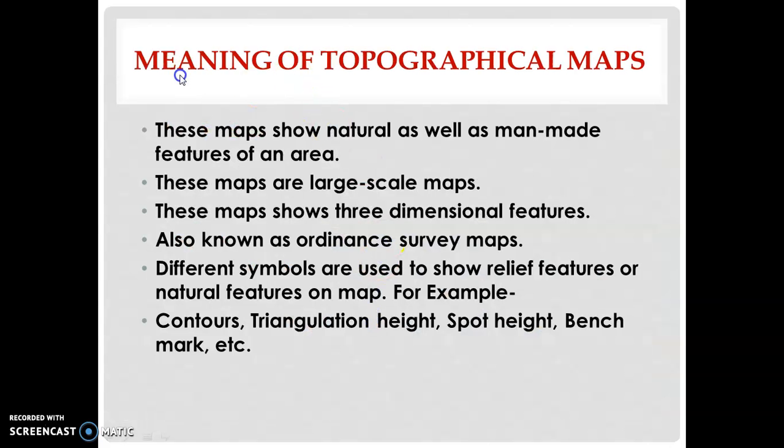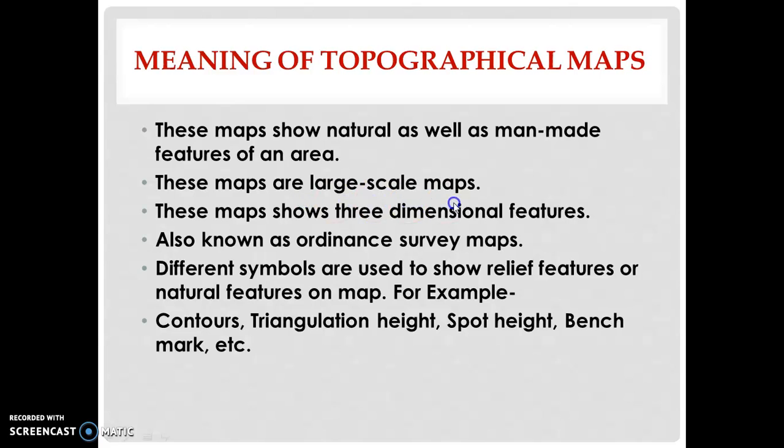Now, next, very important, this chapter is all about topographical maps. So what do you mean by topographical maps? These maps show natural as well as man-made features of an area. The word natural stands for river, mountain, etc. The word man-made stands for settlement. We can say well, tube well. So these are man-made features like roads, railway line.